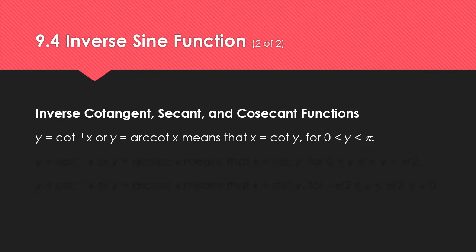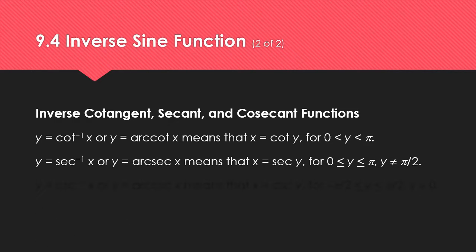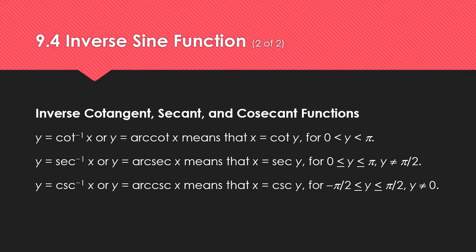Okay, so for inverse cotangent, secant, and cosecant functions, for cotangent, we're going to restrict our domain to 0 to pi. For secant, it's going to be 0 to pi. And then for cosecant, it's going to be negative pi over 2 to positive pi over 2. So you've got to take note of which are restricted to which. Really, it's sine and cosecant that have the negative pi over 2 to pi over 2, and tangent. And then the rest are 0 to pi.